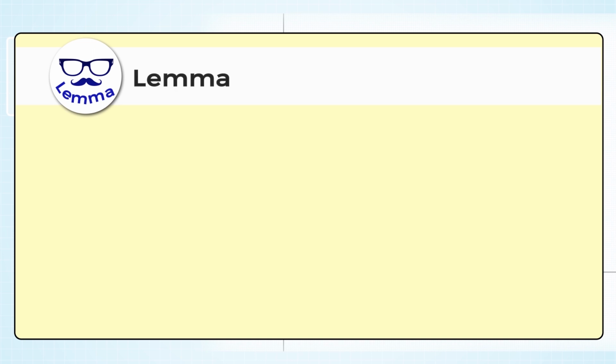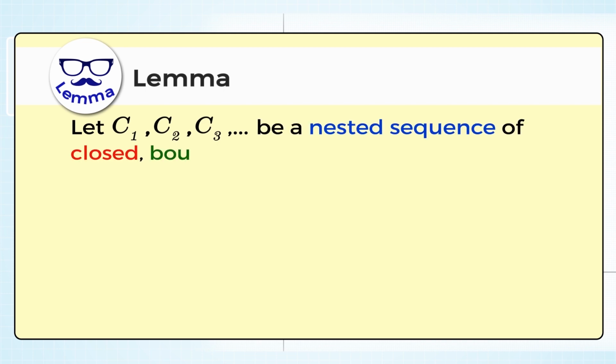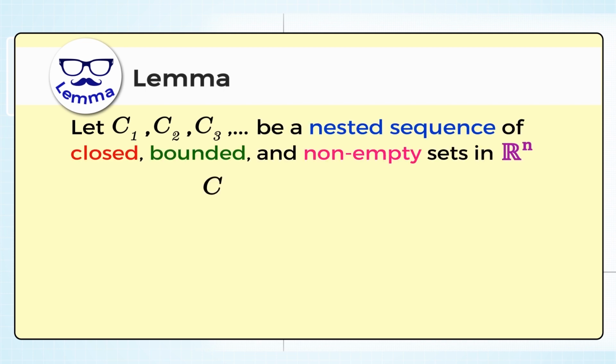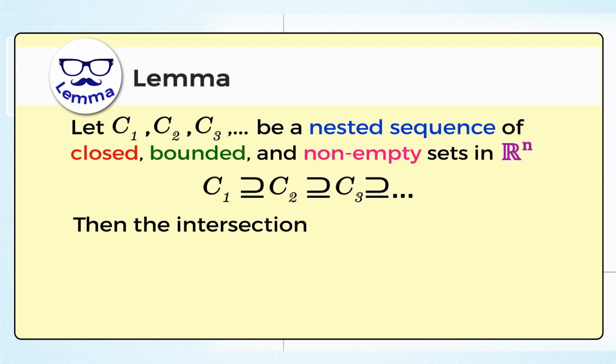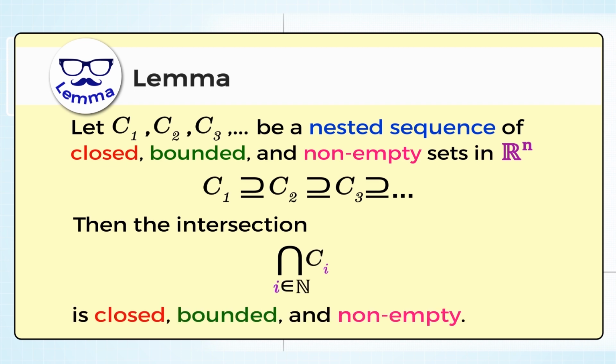Lemma. Let C1, C2, C3, and so forth be a nested sequence of closed, bounded, and non-empty sets in Rn. Then the intersection is also closed, bounded, and non-empty.